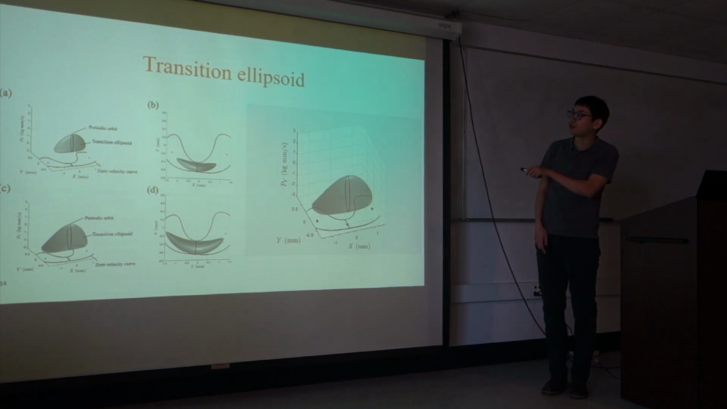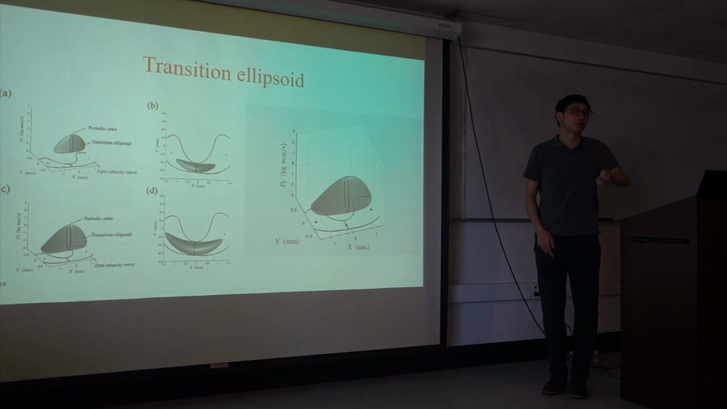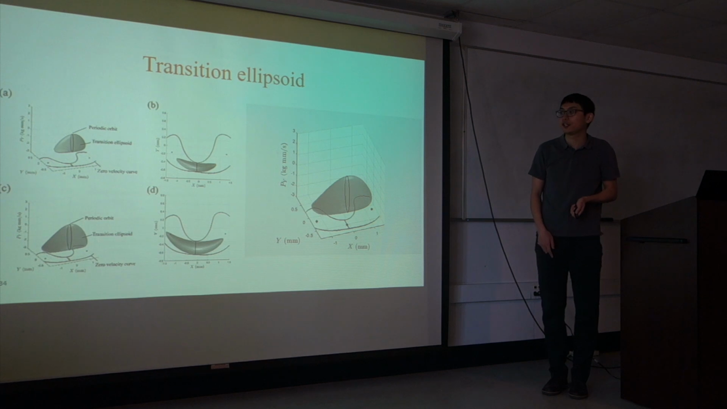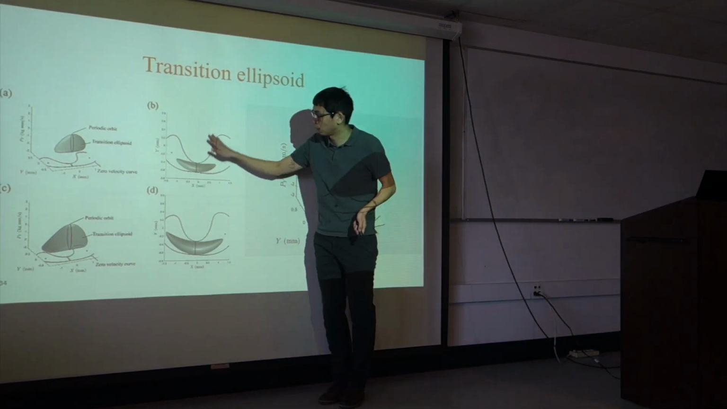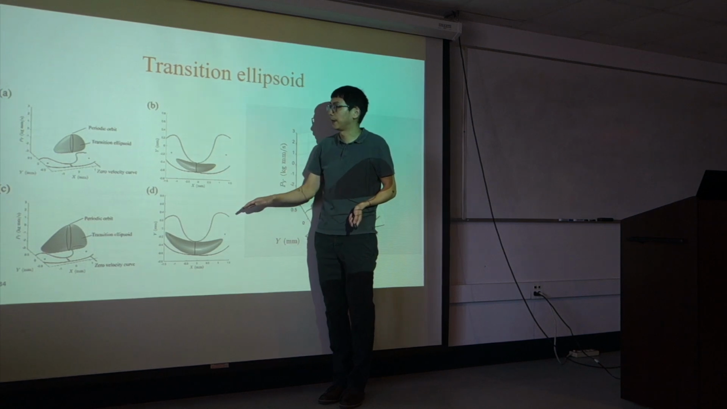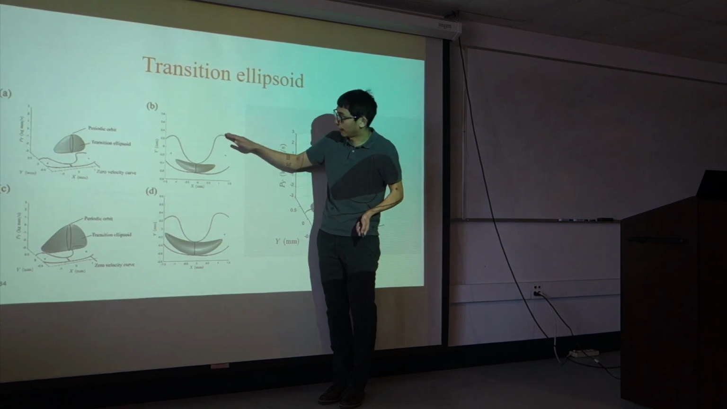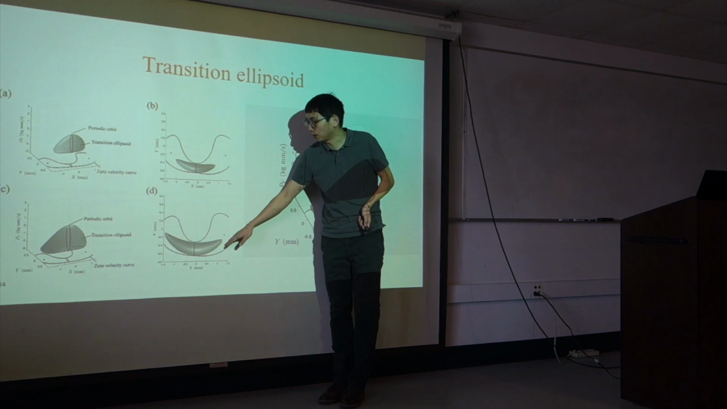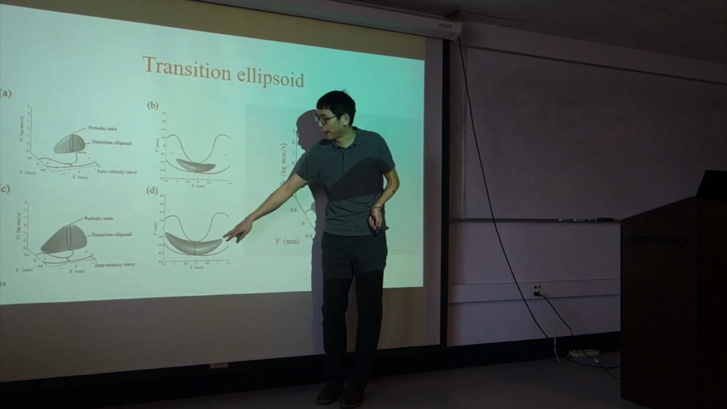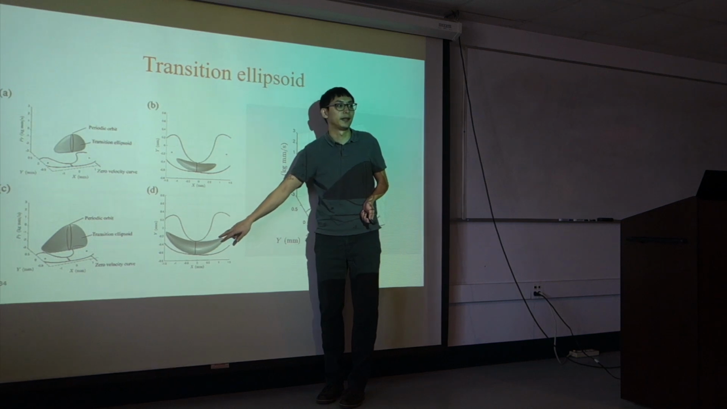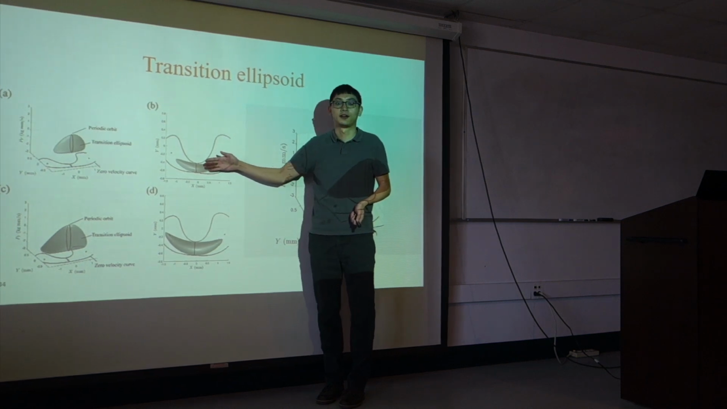Here I showed you some nonlinear transition ellipsoids with different energy. The left two are in phase space, and the right two are in position space. And this is smaller energy, this is bigger energy. Here we can notice the size of the transition ellipsoid. For bigger energy, the transition ellipsoid is bigger than for the smaller energy.